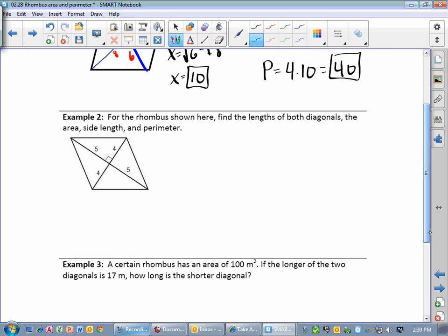Example 2. For the rhombus shown here, find the lengths of both diagonals, the area, side length, and the perimeter. So, lengths of the diagonals. How long is the shortest diagonal? 8. How long is the longer diagonal? Once we know the diagonals, what can we find? Side length, and we can find the area. If we find the diagonals, we can find everything basically. So let's find area. Area will be 1/2 times 8 times 10. Half of 8 is 4, and 4 times 10 is 40.